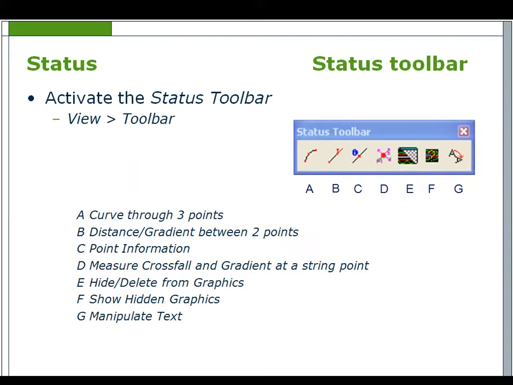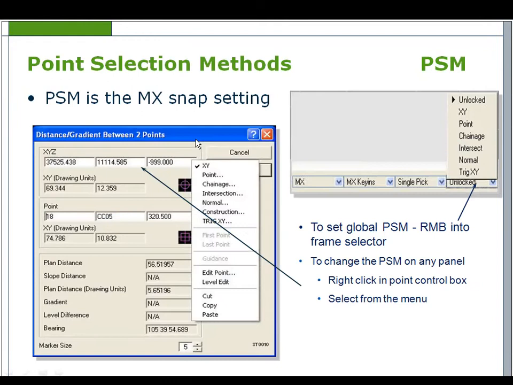Status can be accessed from the MX menu, but it is a lot easier to activate the status toolbar through View Toolbar. The following functions can be accessed: curve to 3 points, distance gradient between 2 points, point information, measure crossfall and gradient at a string point, hide delete from graphics, show hidden graphics, and manipulate text.